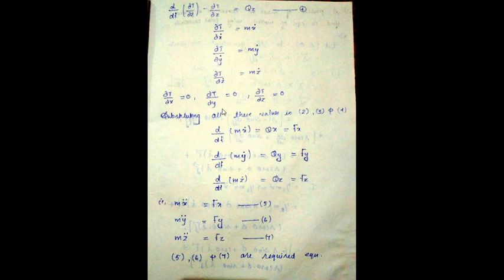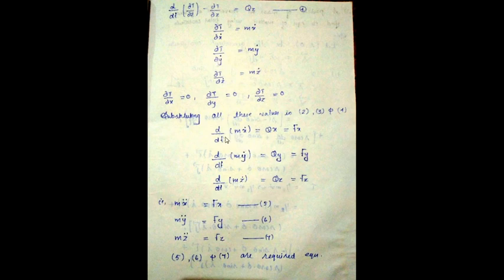Dou T by dou x, dou T by dou y, and dou T by dou z are equal to 0. Now substitute all this in Lagrange's equation. d by dt of m x dot, and the second term equal to 0, is equal to Qx, and that is denoted as Fx, because Q is the generalized force. So that is Fx. Similarly, substitute in the next equation: d by dt of dou T by dou y dot, which is m y dot, equal to Qy, and that is denoted as Fy, because the generalized force Q is denoted as F. And d by dt of m z dot equal to Qz equal to Fz.